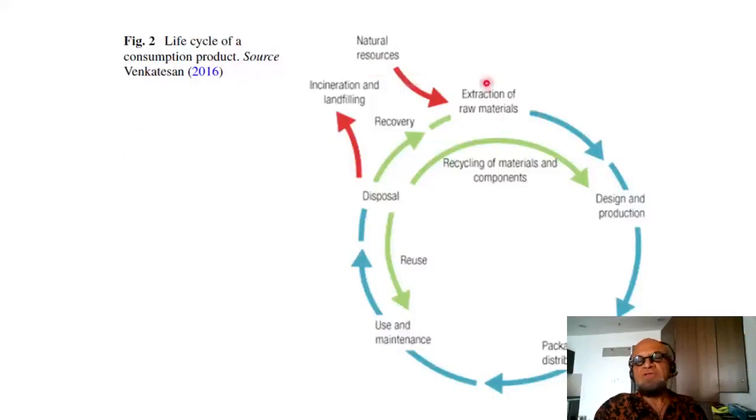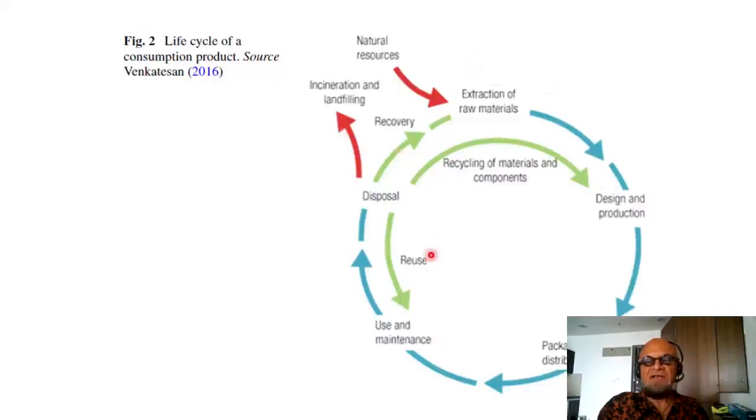Now we'll look at a more complicated figure here, life cycle of a consumption product. So you have natural resources extracted as raw materials, design and production happens, packaging and distribution happens, use and maintenance, and then disposal, and maybe there is some recycling happening, or you have incineration and landfilling happening. But if you design it properly, then use and maintenance and design and production can be synergized so that disposal brings recycling of materials and components built into design and production, and reuse brings us back to use and maintenance, so that you are not going into this continued exploitation of resources or incineration and landfilling.